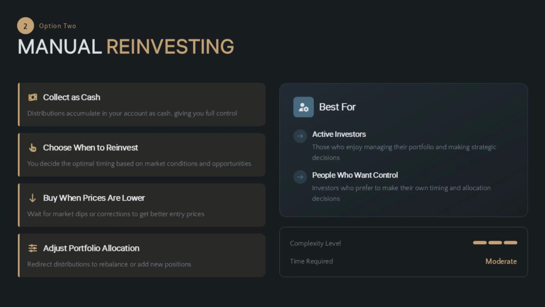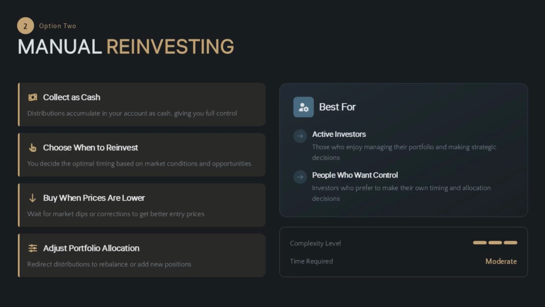And option two here is manual reinvesting, which is honestly what I prefer because I have more control over my shares, but it is a bit more work. So let's see what this slide says here. You can collect the distributions as cash, you choose when to reinvest, you buy when prices are lower. Keep in mind that this might not be an option because you might be in a bull market, so there might not be an opportunity to buy lower. But during market dips, it's really nice to have that extra control.